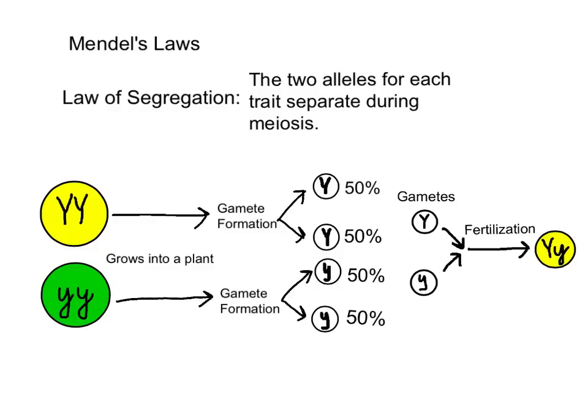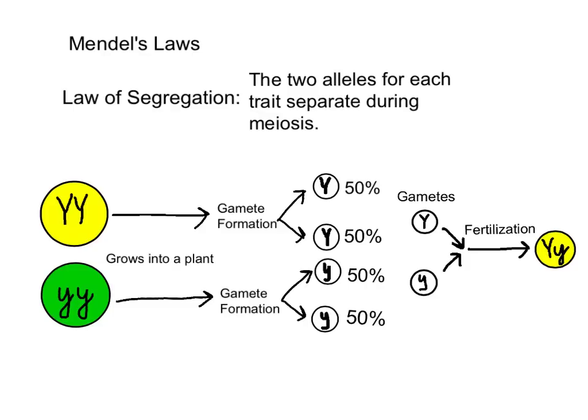Remember when I said that Mendel had laws? This is the first one, and it is called the law of segregation. This states that the two alleles for each trait must separate during meiosis. This makes sense if you think back to how our homologous chromosome pairs separated from each other during meiosis. Each gamete gets one of the chromosomes from the homologous pair.